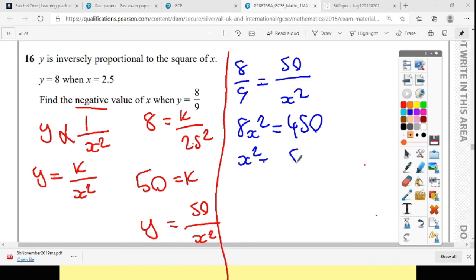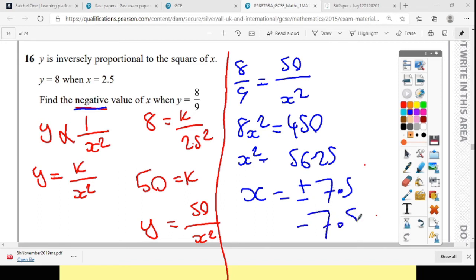I'm going to divide both sides by 8, so I've got 450 divided by 8, which I've actually got as 56.25. I'm going to square root both sides. Yeah, which means x is going to equal plus or minus 7.5, and they've done it on purpose to say the negative value, just because you might forget that there's a plus or a minus. So my answer is minus 7.5.